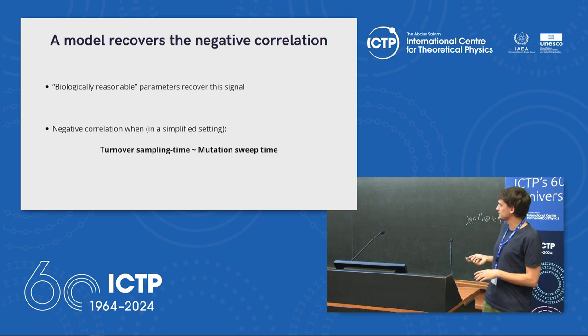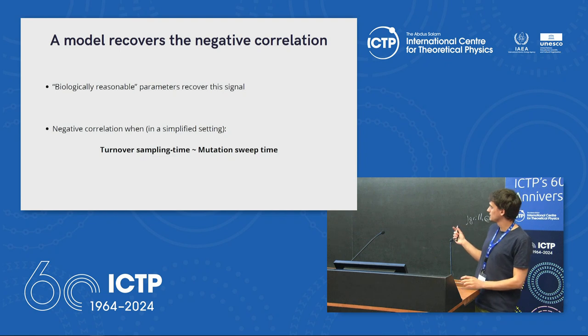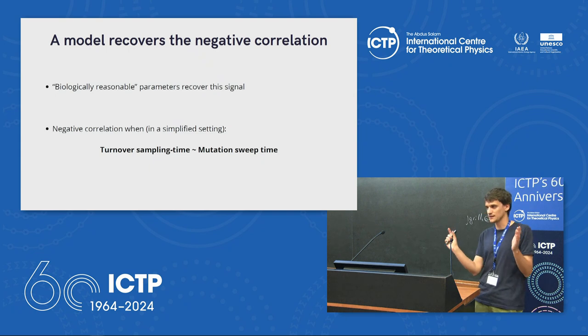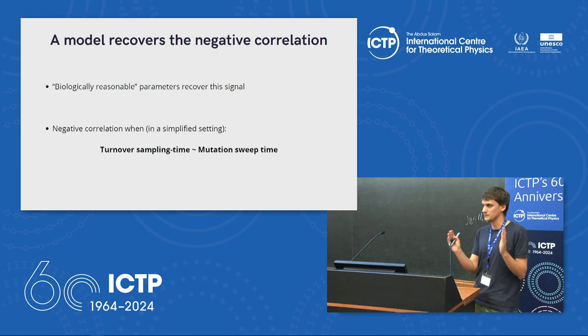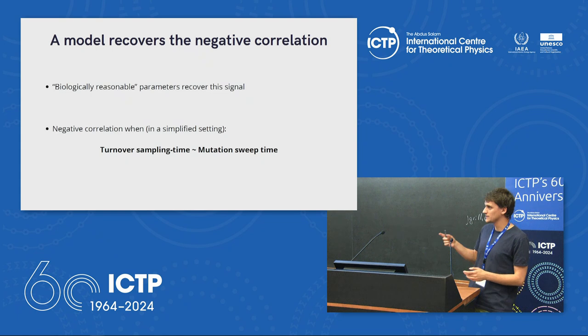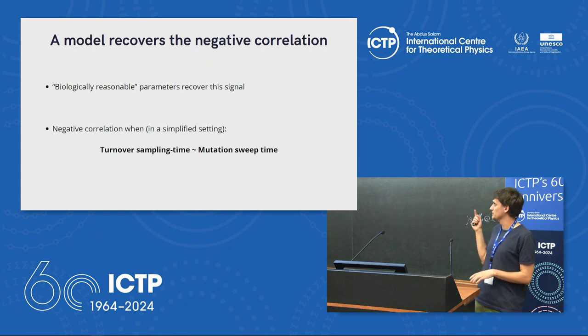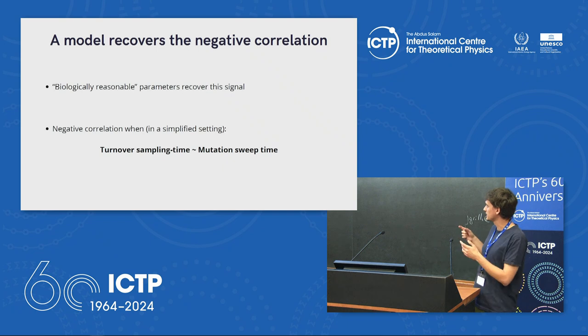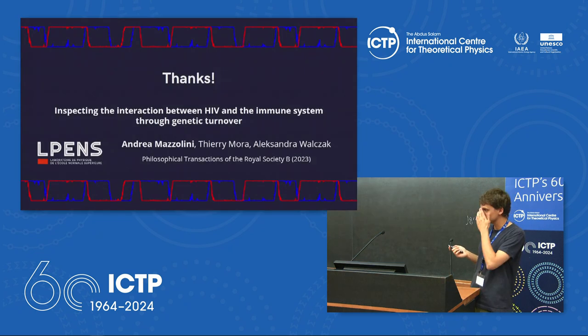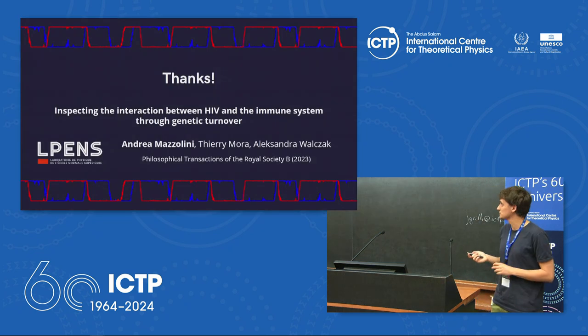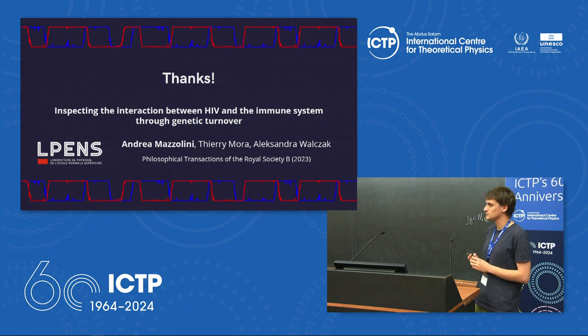It's related to the time scale, the experimental sampling time, so how much time there is between two time points in the experiment, relates to the typical time a mutation takes to sweep. So in this simple setting, we can make sense of the negative correlation. If you are interested, you can ask me questions or go to the paper, and I thank you for the attention.